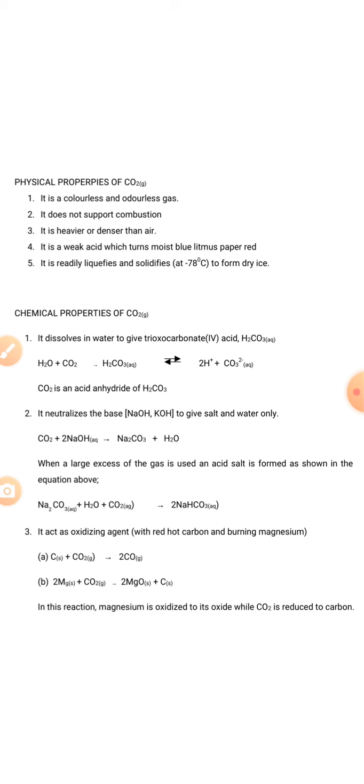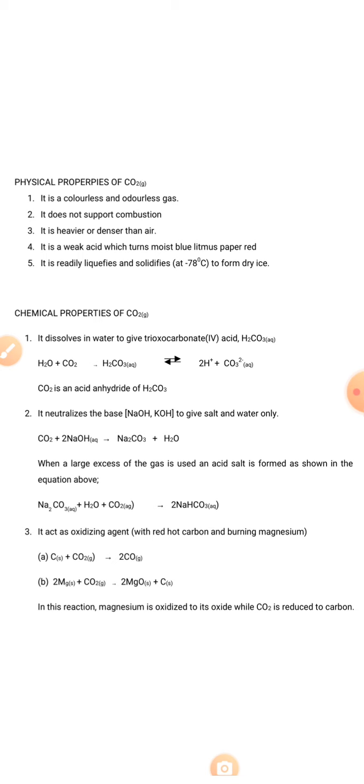So let's look at the chemical properties of carbon dioxide. The first one is that it dissolves in water to give trioxocarbonate IV acid. You see the equation there: H2O plus CO2 gives H2CO3. That H2CO3 is called trioxocarbonate IV acid. So in other words, CO2 is an acid anhydride of H2CO3.